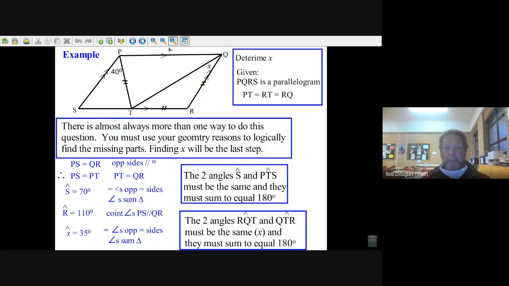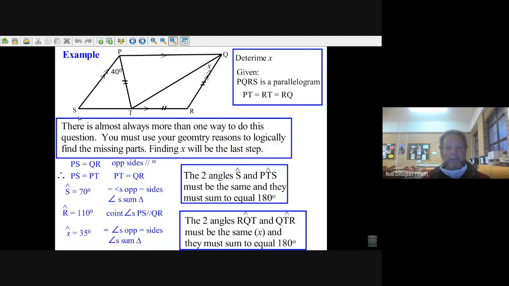You're given that PQRS is a parallelogram, so all the sides are parallel, and the opposite sides are equal to each other. And you're given that PT equals RT, and it equals RQ. So that's what you're given. Well, you're trying to get at X, but you're given this angle here. We're going to try and figure out what this angle at S is.